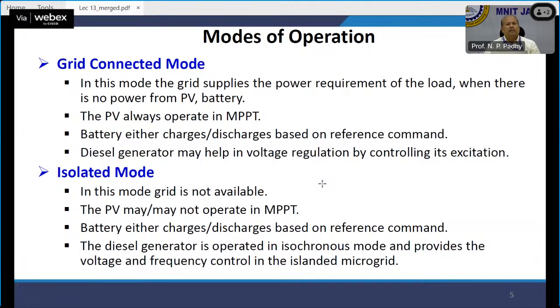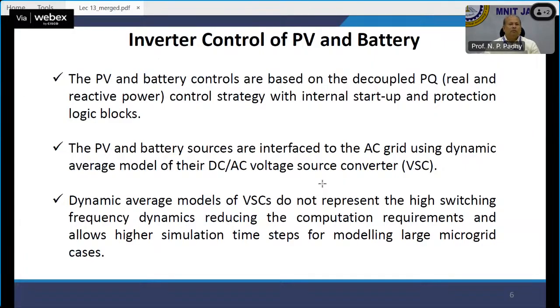The diesel generator is operated in synchronous mode and provides the voltage and frequency control in the islanded microgrid. So what your bus provided, V and F, now the diesel generator will provide the same thing, right? So that's what I wanted to highlight. Either you should have a battery or a diesel generator to make sure that your PV operates in isolated mode, islanded mode. Okay. Then we move to inverter control of PV and battery.